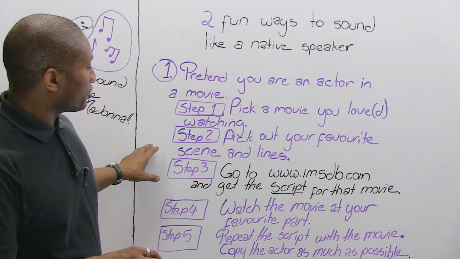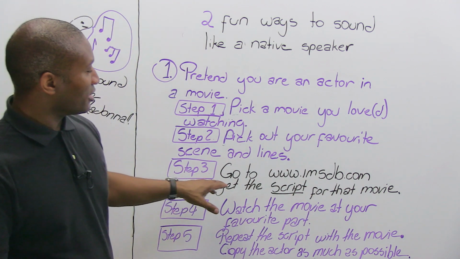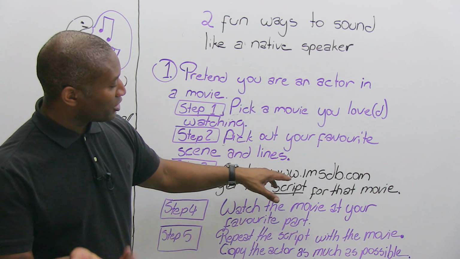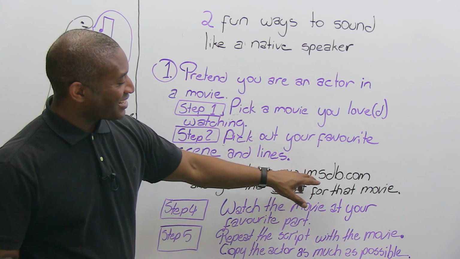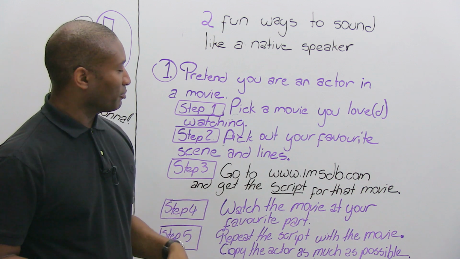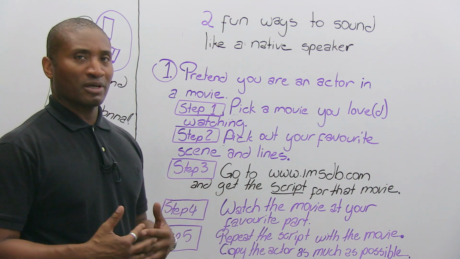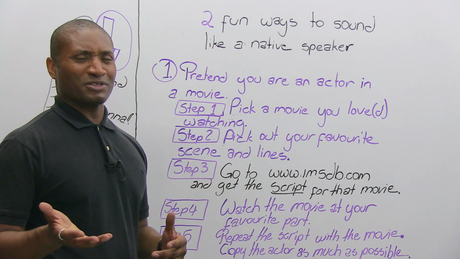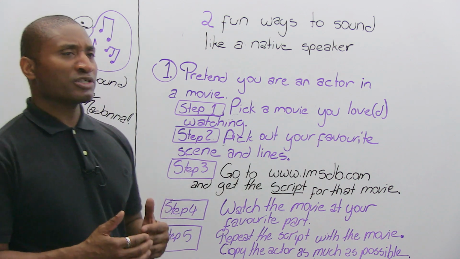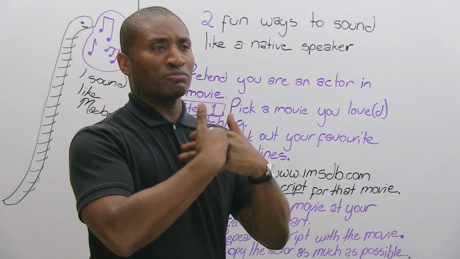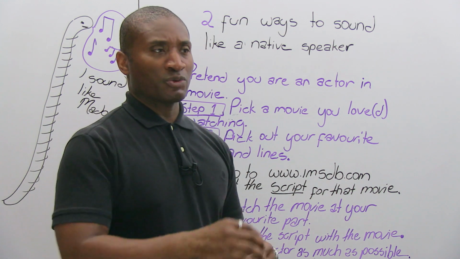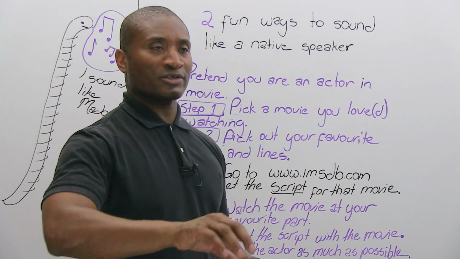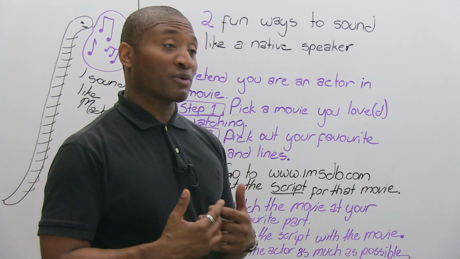The third thing I want you to do is go to this place. It's www.imsdb.com. It's where you get scripts. Now, right now, you're probably going, what's a script? Well, in music, the words in the music are called lyrics, okay? So when you're looking at the words in the song, they're called the lyrics. But when you're looking at the words in the movie, it's from a script.